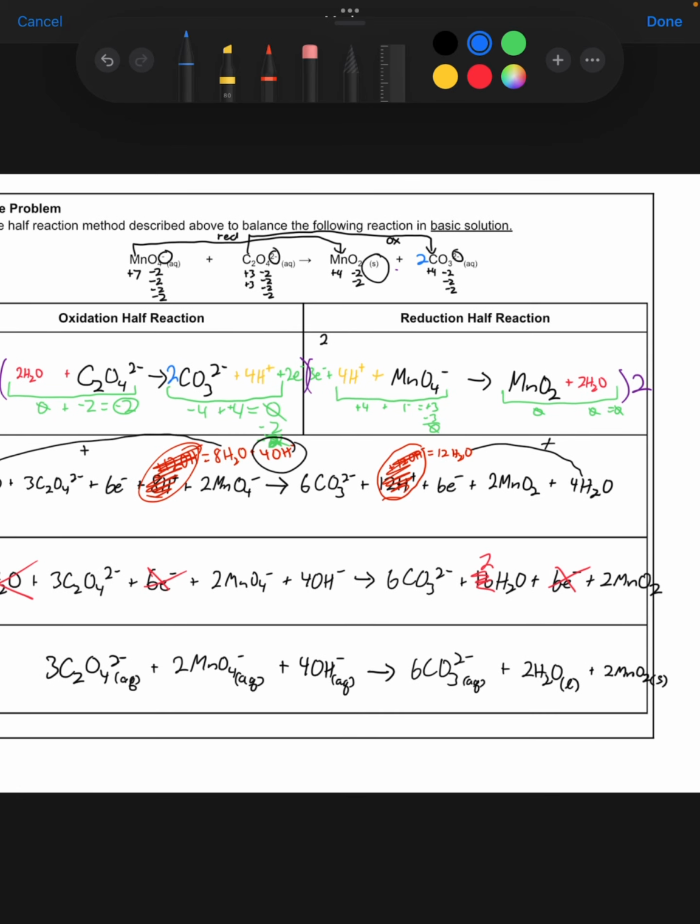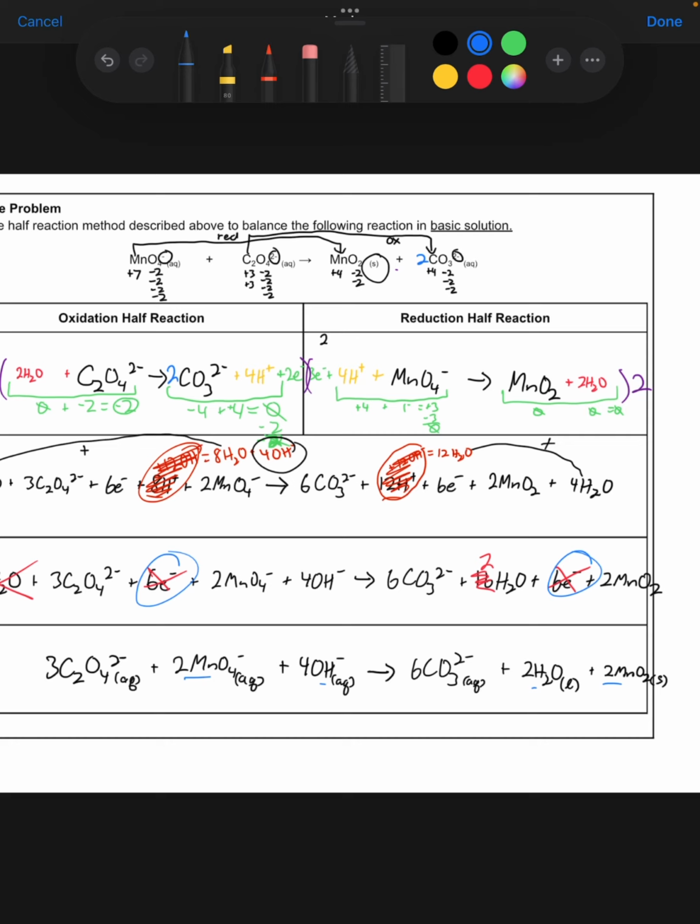So now that I've done that balancing, I just want to run a quick check to make sure that every atom is balanced, because I already made sure my electrons were balanced with my electron canceling step, but I just want to make sure that I've done the balancing correctly. I see that there are 6 carbons on the left, 6 carbons on the right, perfect. I see that there's 2 manganeses on the left, 2 on the right, that's good. I had to count up my oxygens, but I'll do that last.